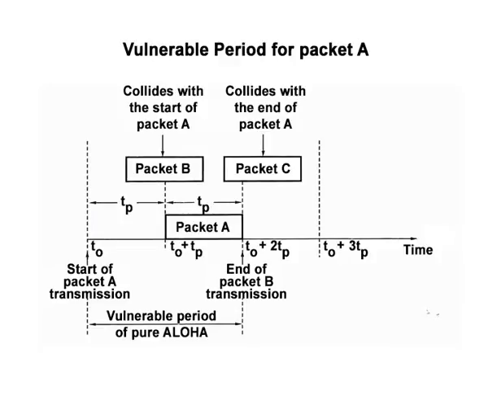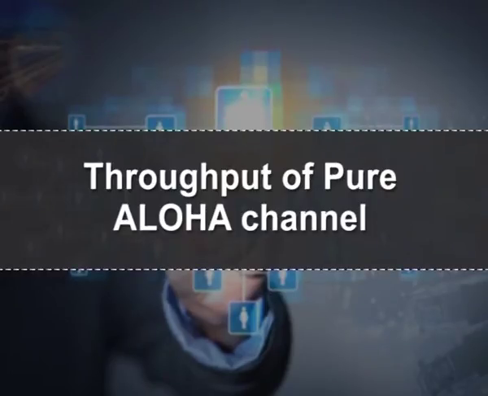Similarly, if another user wants to transmit between T naught plus Tp and T naught plus 2 Tp, that is packet C, the beginning of packet C will collide with the end of packet A. Thus, if two packets overlap by even the smallest amount of the vulnerable period, both packets will be corrupted and need to be retransmitted. Let us calculate the throughput of pure Aloha channel.